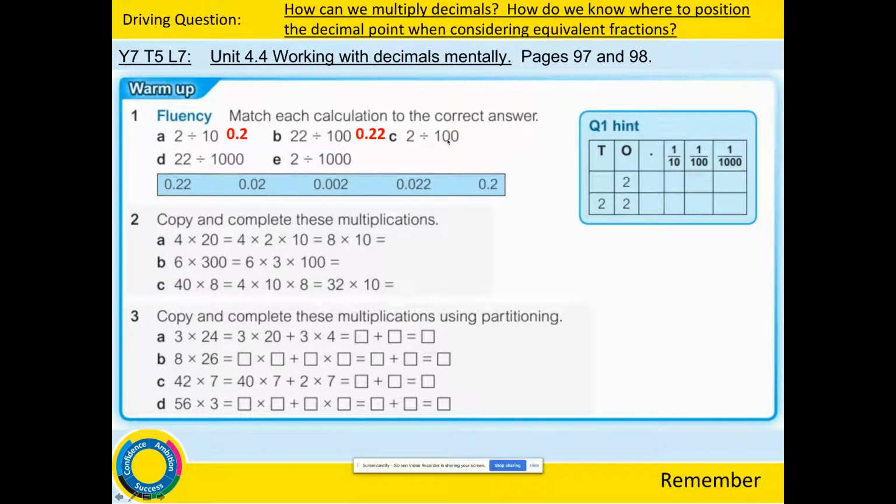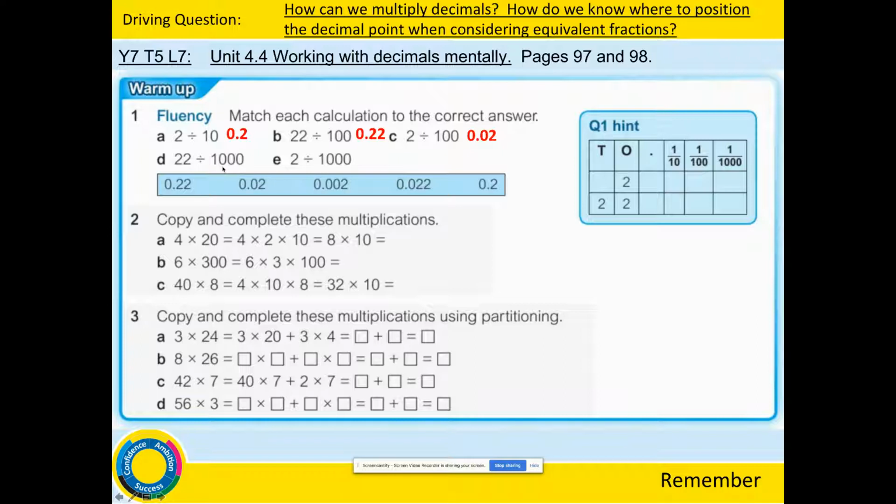C, 2 divided by 100. So 2 is going to move 2 places, 1, 2, fill up with a 0, and fill up with a 0. So it'll be 0.02. That answer popped down a bit too early, but there we go.